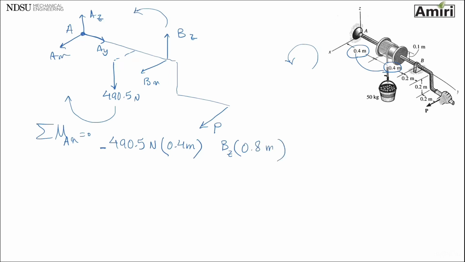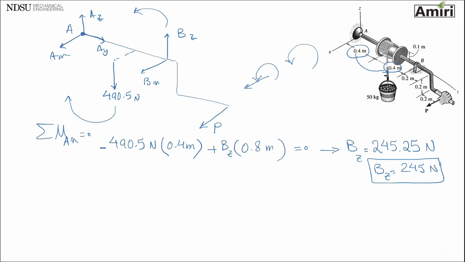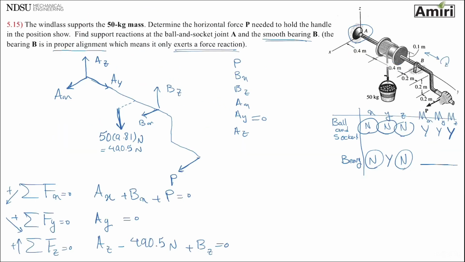The rotation that it's trying to do is this way. So if I use my right hand rule, I'm going to get positive moment, and that equals 0. So I get BZ of 24.525 newtons. For my final answer purposes, I'm going to use 245 newtons. So let's go back and see. Yes, I can put BZ here, 245.5 or 0.25, sorry.